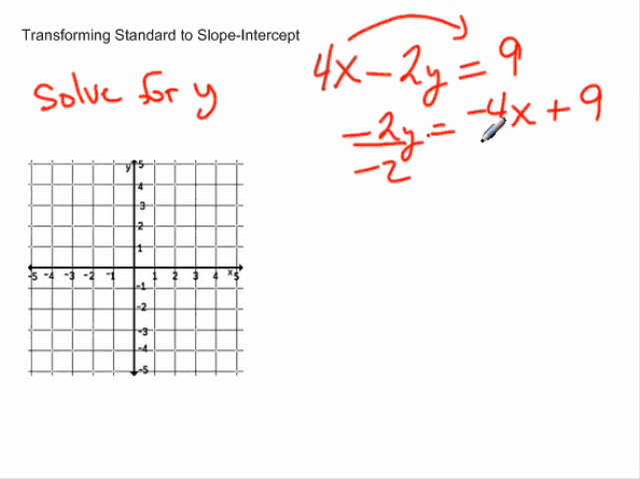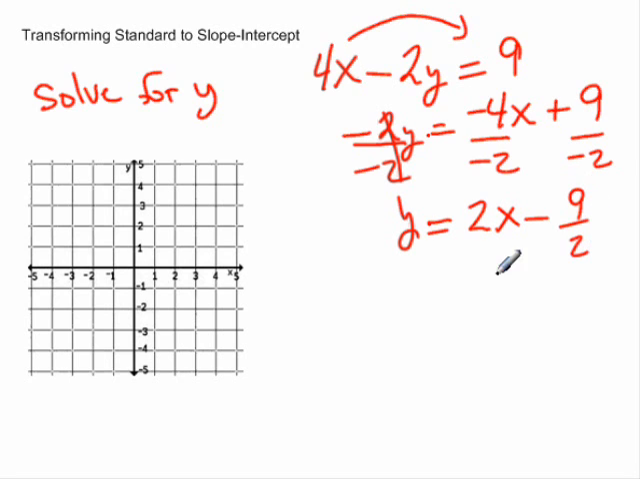We divide everything through by negative 2. So y is equal to 2x minus 9 halves. Our slope equals 2. Our y-intercept is negative 9 halves, which is negative 4.5. So on my graph, I'm going to go down to negative 4.5.